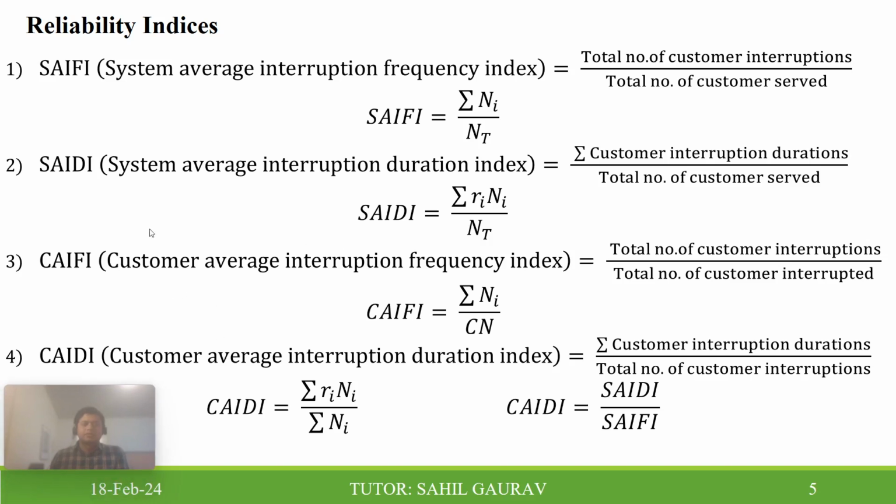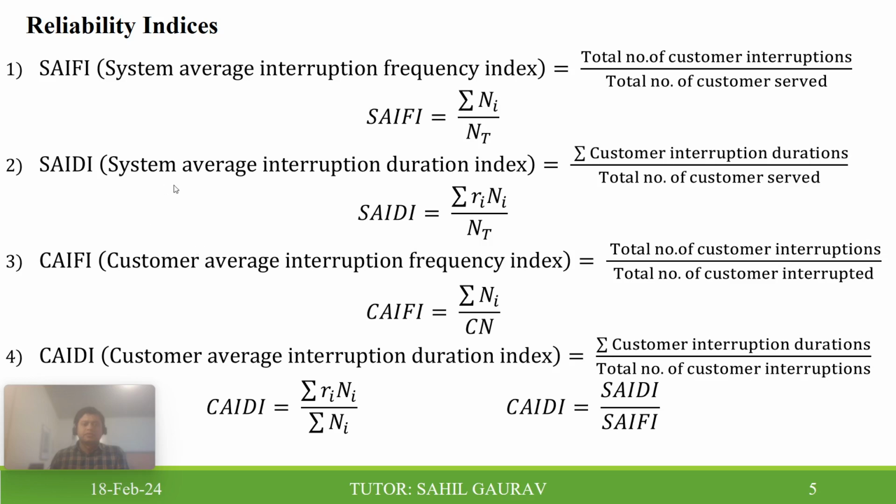So let us have the expressions for different reliability indices that will be helpful in solving problems. So first one is SAIFI, System Average Interruption Frequency Index. So this is for frequency. It is the ratio of total number of customer interruptions to the total number of customers served. We will see what each notation denotes, and how we can calculate the value of each notation from a table.